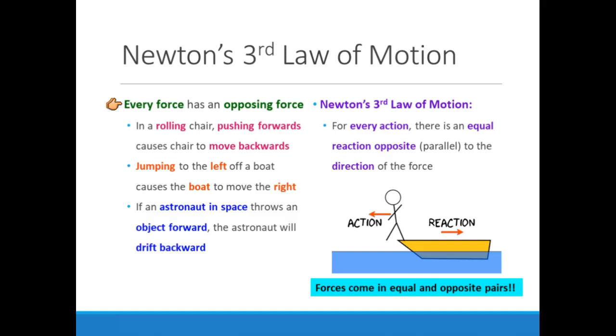So if you are in a rolling chair, or in any chair, what I want you to do is put your hands on the edge of your table and then push your hands forwards. What happens to your chair? If you push your hands forward, what happens to your chair? Right, exactly. You pushed forwards, but your chair did the opposite and went backwards.